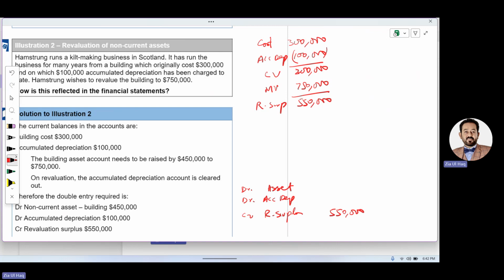Accumulated depreciation means that the depreciation as a whole we will eliminate. As we eliminate it in disposal, we eliminate it here as well. How much was the depreciation? 100,000. So we'll debit the asset with the remaining difference. What is that? 450,000. Is that fine?